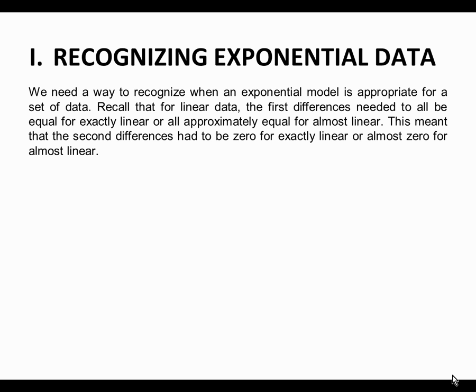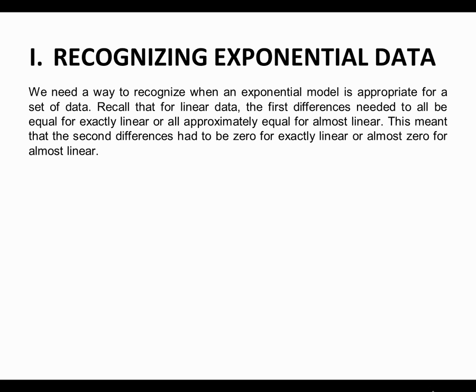Remember, for linear data, it was the first differences that we calculated. And if the first differences were all equal, it's exactly linear. If they were approximately equal, then it was almost linear. Remember, that meant the second differences had to be 0 for exactly linear or almost 0 for almost linear. It'd be nice if we had a rather simple test like that for exponential.